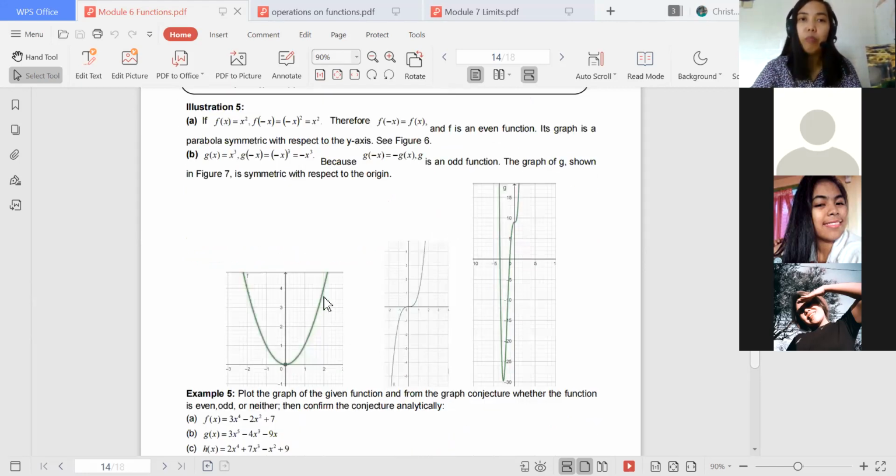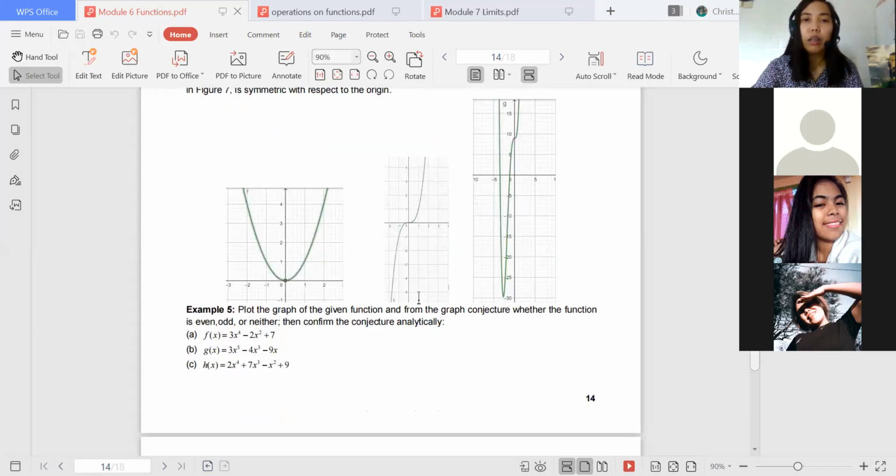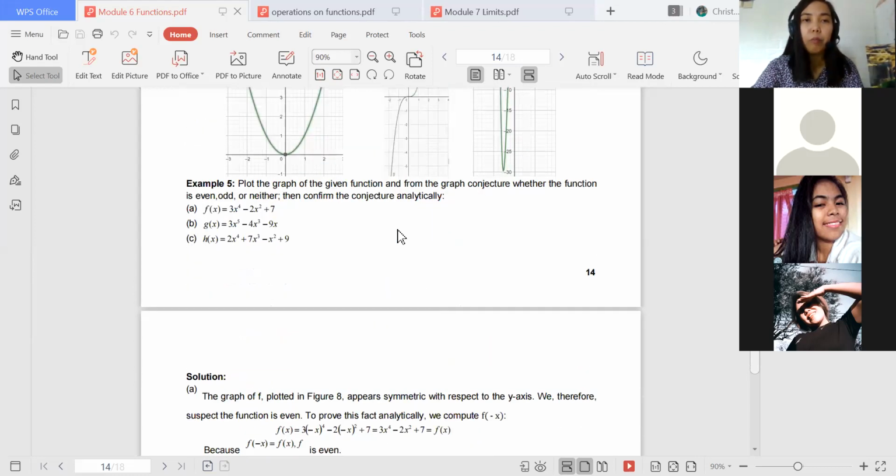Okay? And these are their graphs. This is the graph for y equals x squared, or f of x equals x squared. And this is the graph for the cubic, g of x equals x cubed. Okay, and then plot the graph of the given functions, and from the graph conjecture whether the function is even, odd, or neither, then confirm the conjecture analytically. So if this is the given, f of x is equal to 3x to the fourth minus 2x squared plus 7.